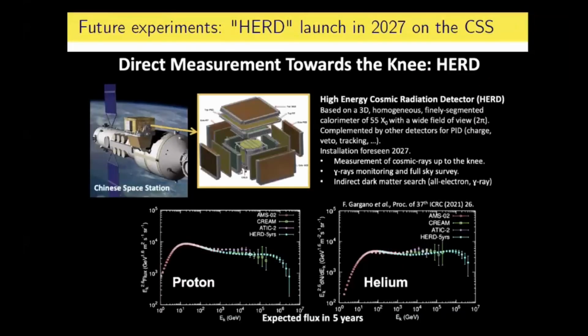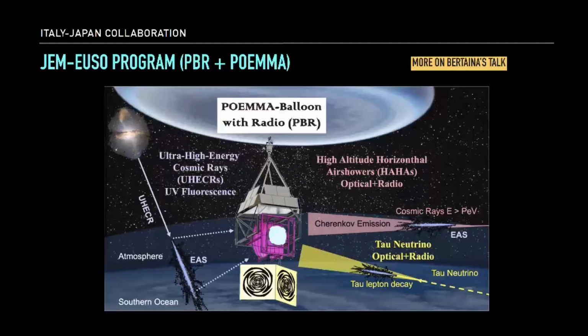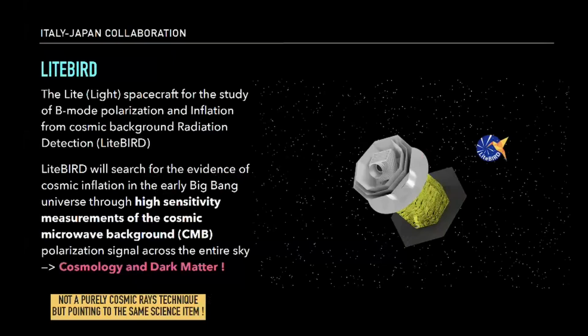Regarding high-energy cosmic rays, we will have most probably in 2027 the third launch on the Chinese space station. This still has the collaboration also with Italy, only on the scientific part. This will be a very important mission for cosmic rays. And as has already been mentioned before me, regarding Italy-Japan collaboration, we will have new steps in the JMUSO program with the PBR balloon launch. This will be in the talk of Mario after me. We will have the LiteBIRD. This was mentioned quite deeply before me.